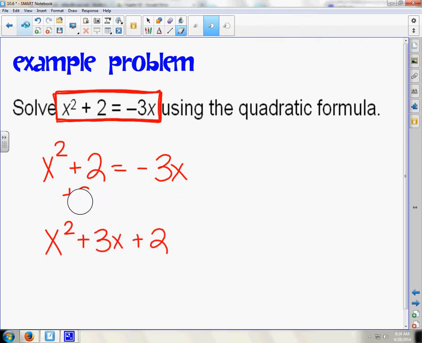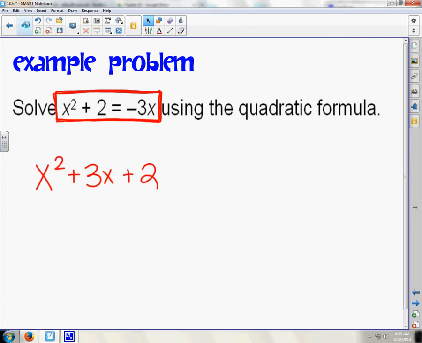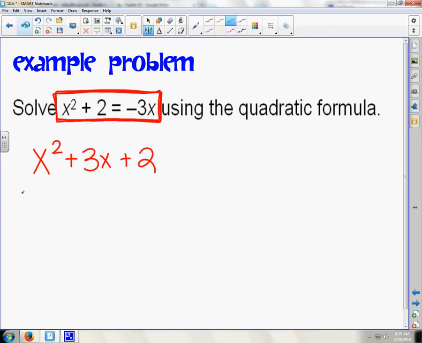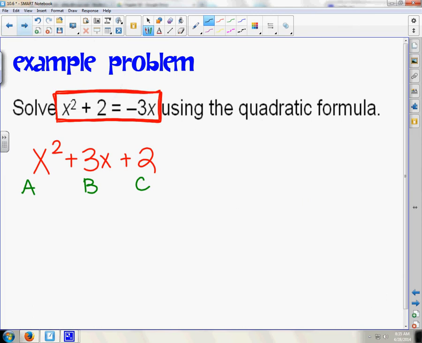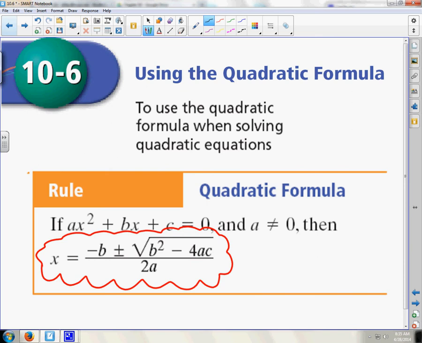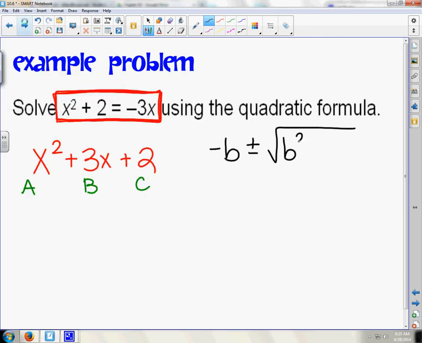You want to make sure that you write it in A, B, C format. So now, this is A, this is B, this is C. Now really all you are doing is plugging these numbers into the formula that we circled before. So it's negative b plus or minus the square root of b squared minus 4ac, all over 2a.